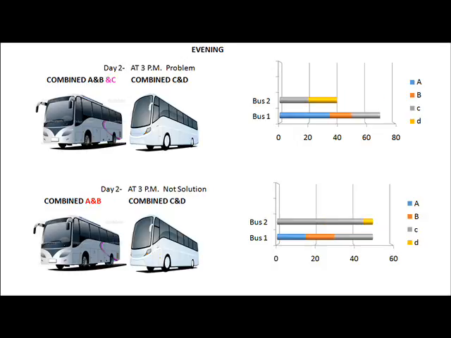But on day 2 at 3 p.m., if we allocate based on the previous day, a problem definitely occurs because the strength of the buses changes every day and is dynamic. So if C's strength increases to 40 and A and B together constitute 50, it is difficult to allocate A, B, C together. It cannot be allocated in bus 2 either because it has already reached the maximum level.